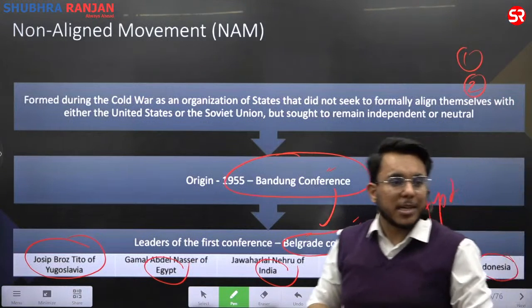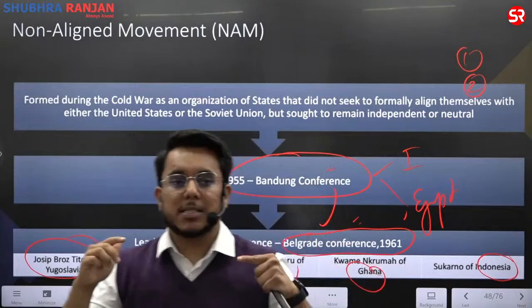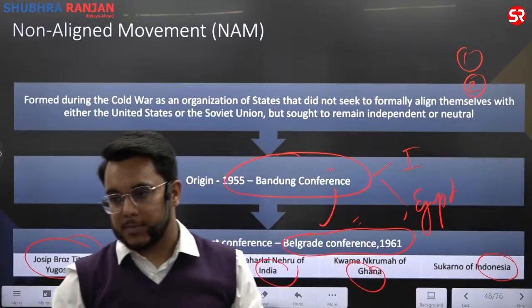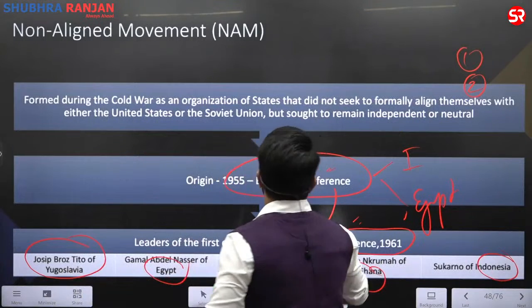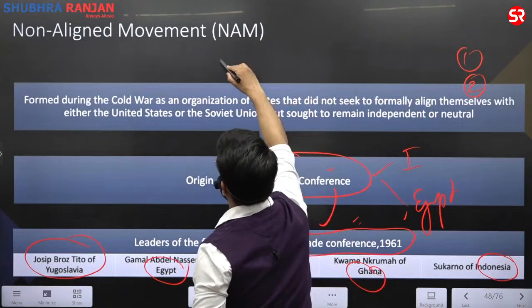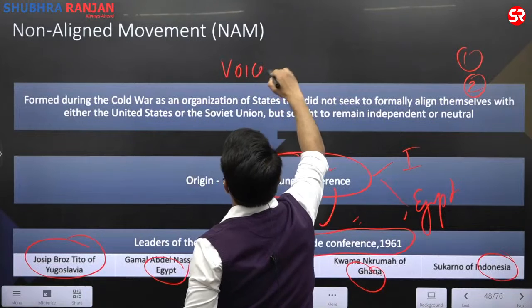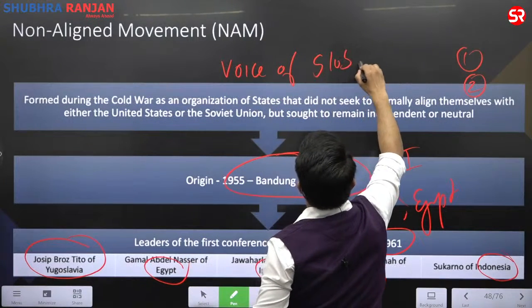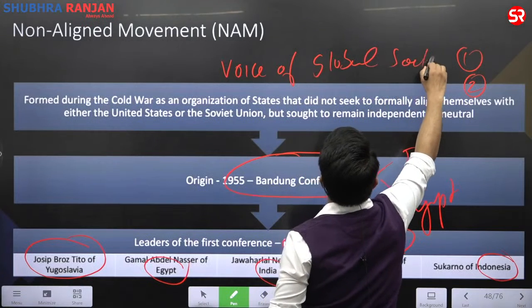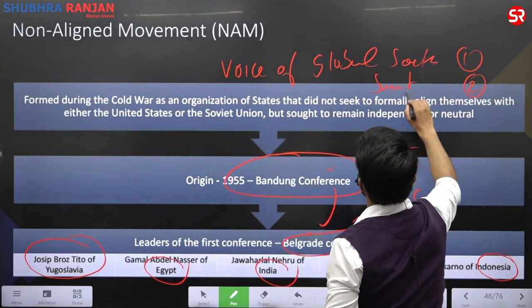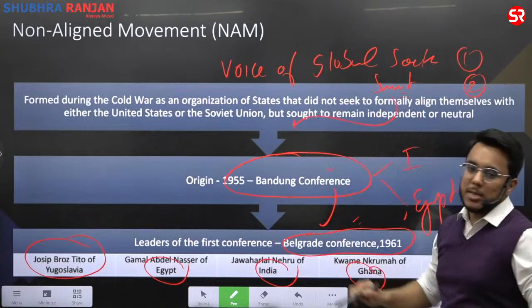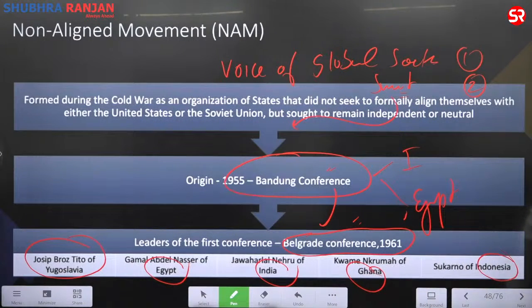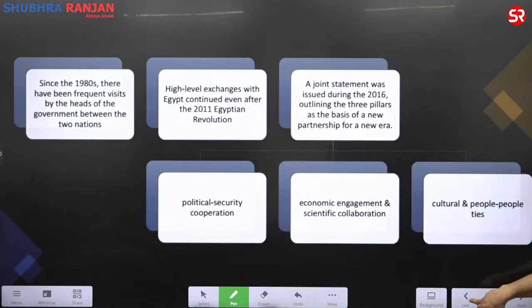Now symbolism number two. Symbolism number two is that today India is presenting itself as the leader of the developing countries, as India recently led the Voice of Global South Summit. And in that particular capacity, Egypt is going to play a very important role. समझ में आ रहा है?